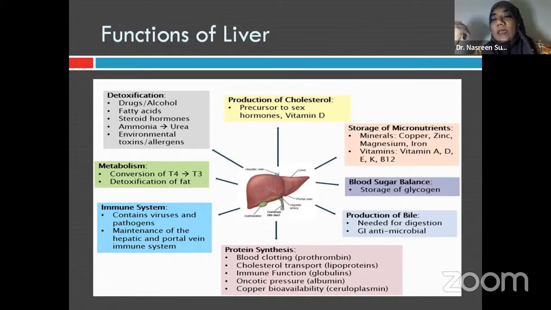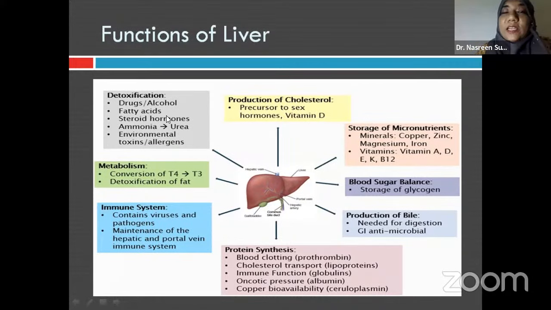Storage of micronutrients. Minerals like copper, zinc, magnesium, iron, and vitamins like vitamin A, D, E, K, B12 are all stored in the liver. Next, blood sugar balance. It is going to store the glucose in the form of glycogen. Then production of bile salt. Bile is released from the liver, right? This bile is required for digestion because it is released into the small intestine.